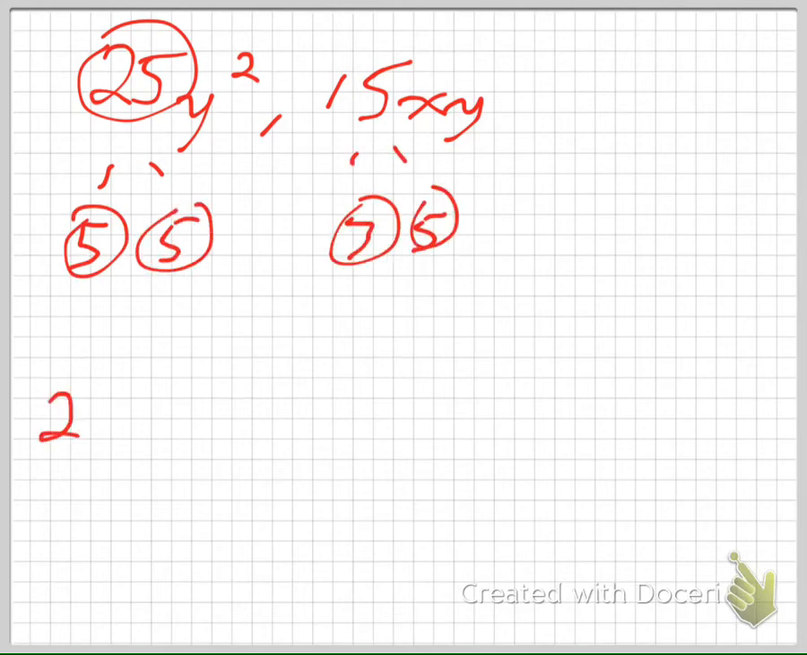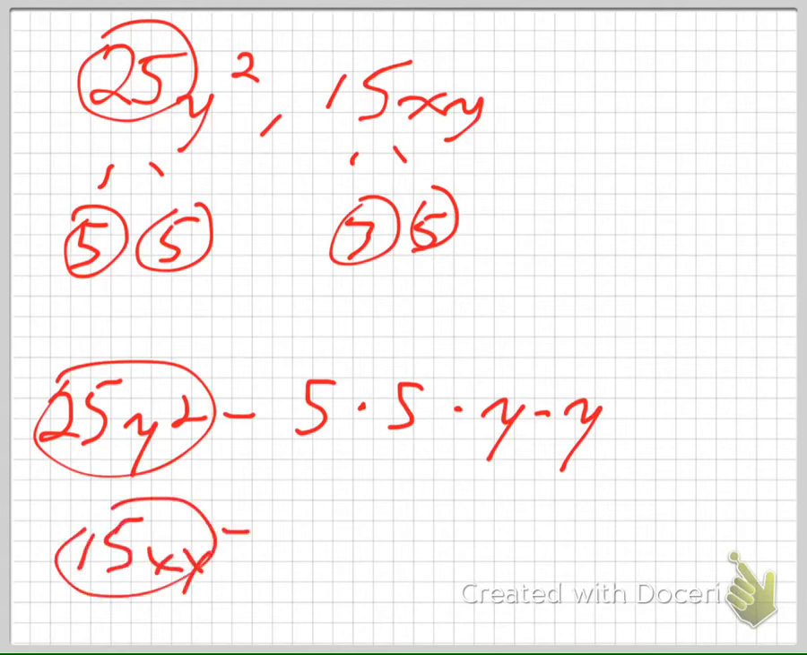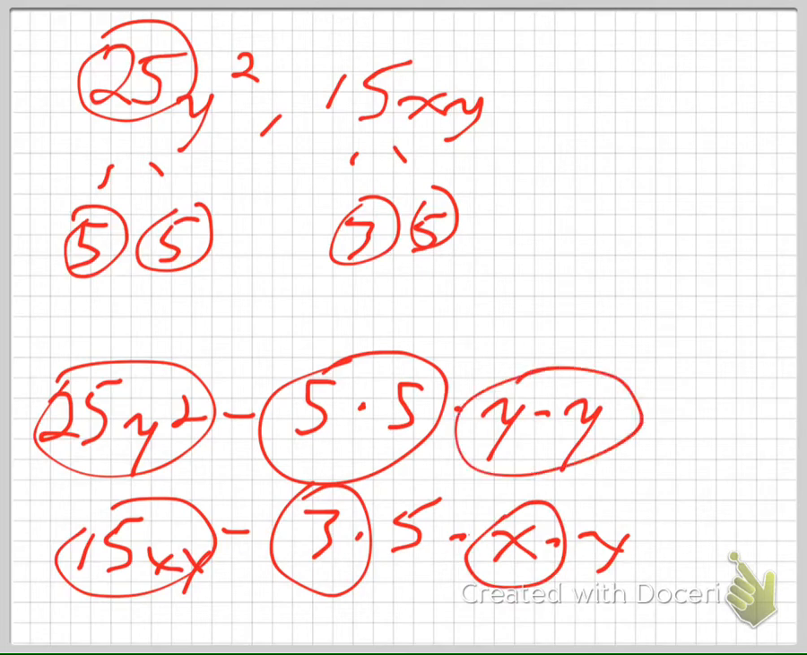Okay, so the prime factorization of 25y squared is 5 times 5 times y, right? Prime factorization of 15xy is 3 times 5 times x times y. What do we have down here, guys? 3's, 5's, x's, and y's. Which one has the most 3's? Which one has the most 5's? Which one has the most x's? Which one has the most y's?